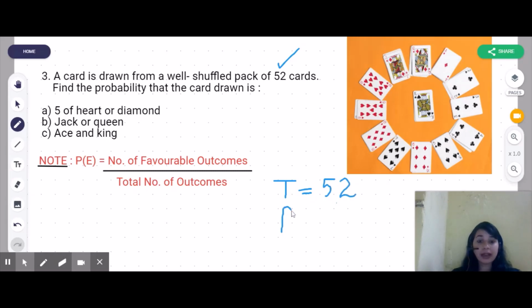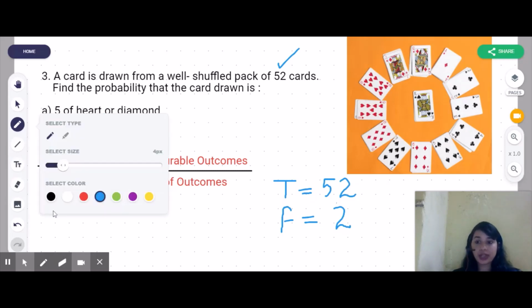Let us see what are my favorable outcomes. We have to get 5 of heart or diamond. 5 is a number card or a digit card, and all the 4 suits, hearts, diamonds, spade and club, they all have 1 five only. So you have to get the probability that you may either get 5 of heart or of diamond. So overall, how many favorable outcomes do you have? You have two favorable outcomes. Why? One is 5 of heart and in between it is written or. Or you can also have 5 of diamond. So two favorable outcomes are there in all.